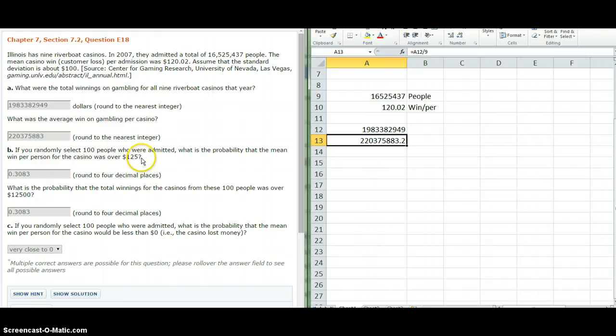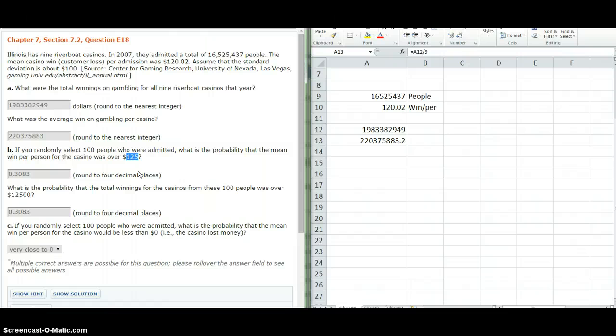An interesting question would be what percent of people win in casinos, and in that case we would need to be about 1.2 standard deviations below the mean, which would be roughly maybe 13-14%. So roughly 13-14% of the people who go to the casino actually go out winning money, which is an interesting statistic, I think. But that's not what we're looking for here. We have 100 people admitted. Now we want to know the probability that the mean win for the casino is over 125.